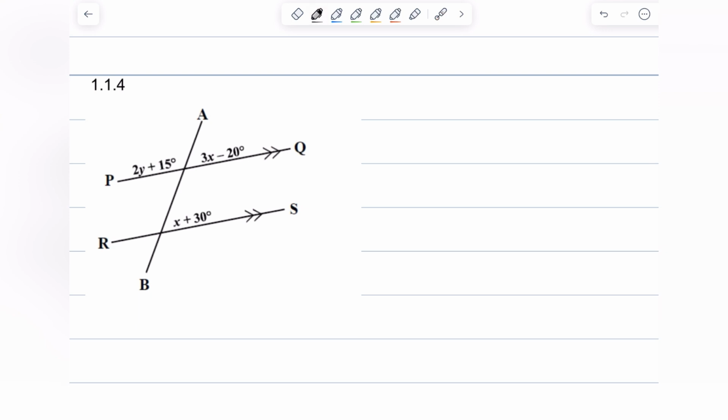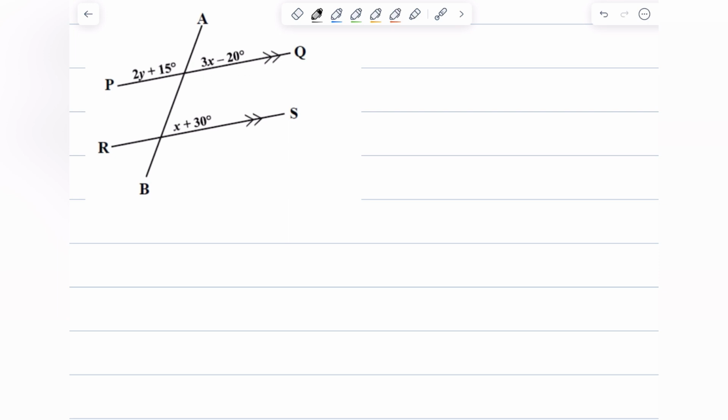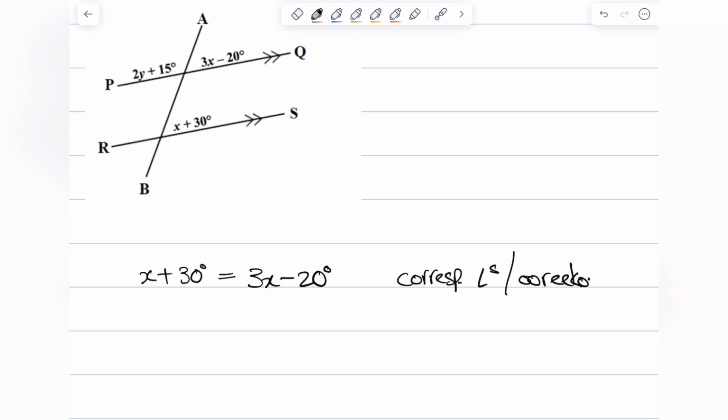We can say that x plus 30 degrees is equal to 3x minus 20 degrees. And the reason for that is corresponding angles, and that is because PQ is parallel to RS. Okay, so there I've got my equation.